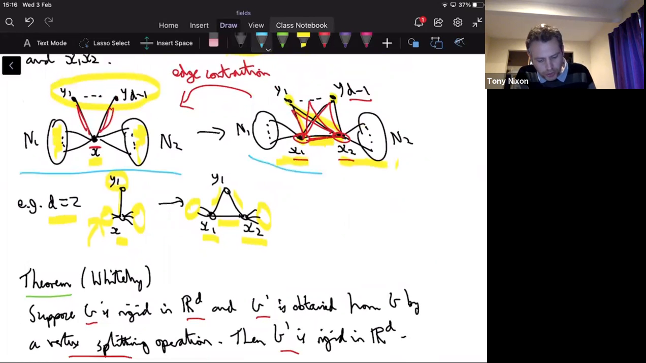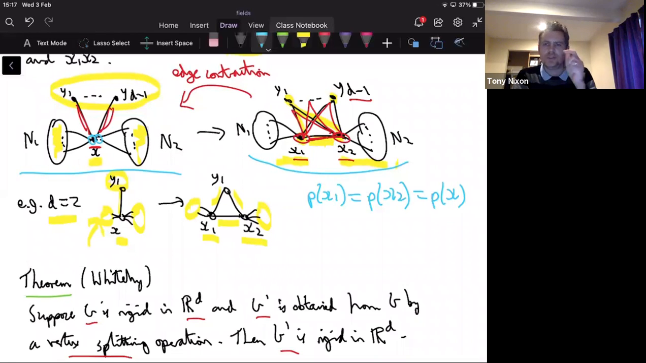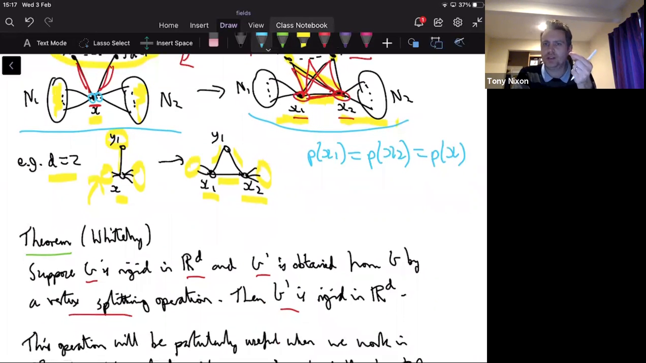You form this graph, but you choose the framework so that P of x1 is equal to P of x2, and let's say it's just equal to P of x. So really, on this picture, you have the two vertices on top of each other. And what this gives you is a zero length edge, which is not good. So say you were minimally rigid before, that zero length edge will be a zero row in the rigidity matrix. So it won't have full rank anymore. It'd have the right count to be minimally rigid, but it'll have a zero row, so it can't be.